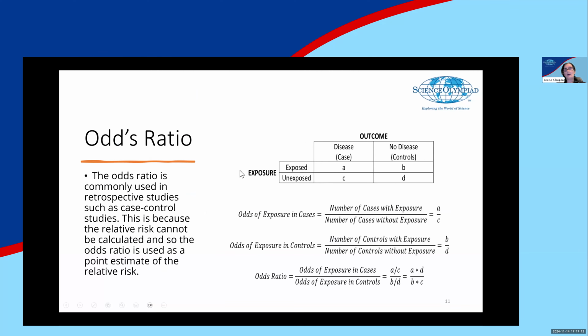Similarly, we have another tool that you may get in any of your questions. It's called odds ratio. In this case, in the 2x2 table, you look at the disease, and the patients who have disease are called cases, and patients who don't have any disease are called controls. So you use odds ratio in a case control study. And it is used mostly in retrospective studies.